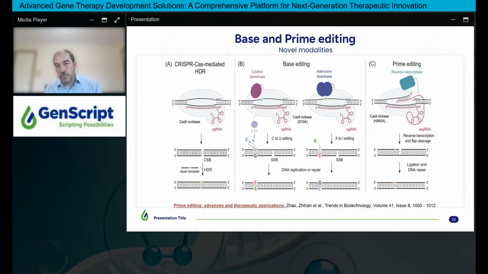Some of the challenges with these novel modalities are that they tend to be relatively large enzymes, so they're a little bit harder to transfect. They cannot be packaged in AAV because the genome is too large. So you need to optimize your transfection efficiency and methodologies a little bit more. However, they're very precise and very efficient at the modifications.